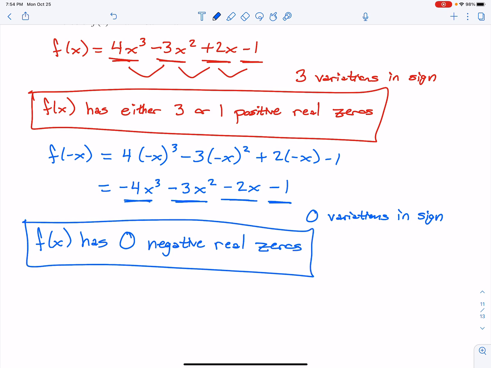So how can Descartes' rule of signs help us? Well, we've already looked at how to come up with the list of possible rational numbers. So if we use Descartes' rule of signs and we see that there aren't going to be any negative real zeros for our function, we could rule out all of the negatives from our list of possible rational zeros.